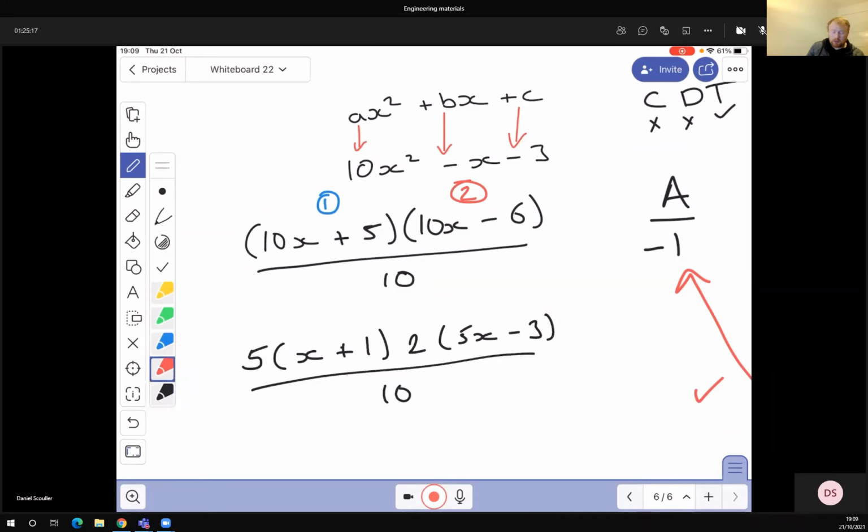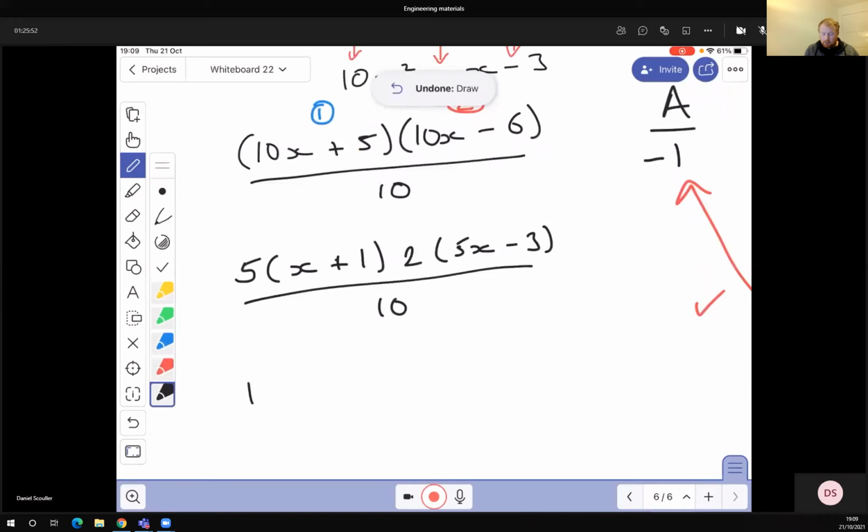Now it's just a case of tidying up. On that top line, we've got 2 brackets with common factors outside them. What we can do with all those expressions is sort them and get our like terms. There's a 5 and a 2. We can bring that over there, and they multiply together when we tidy that top line up. So it becomes that.